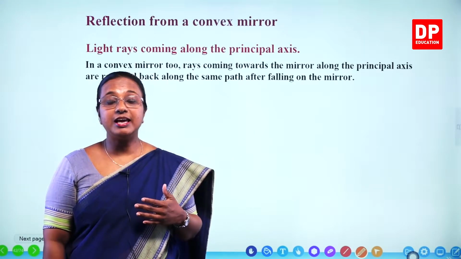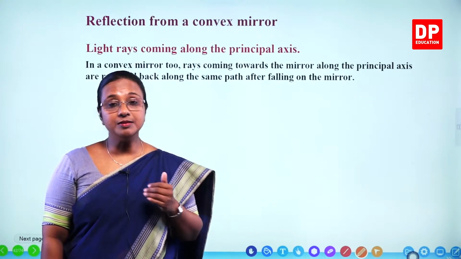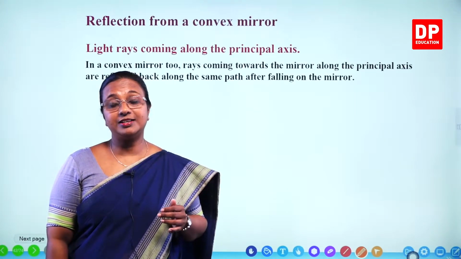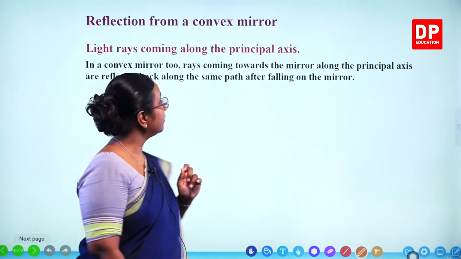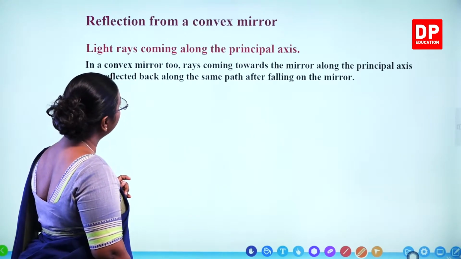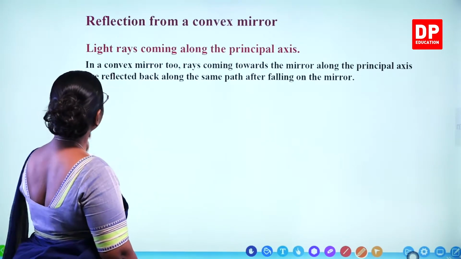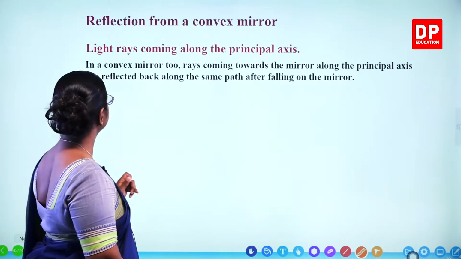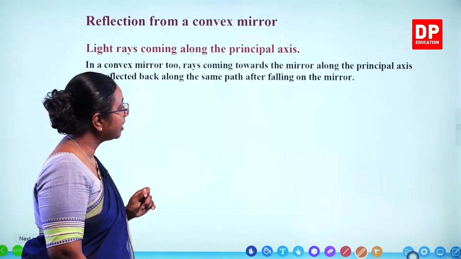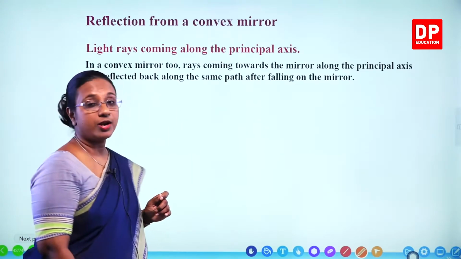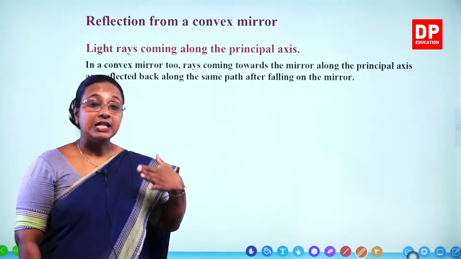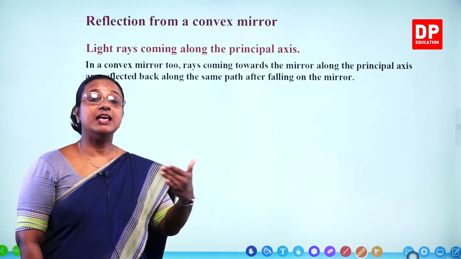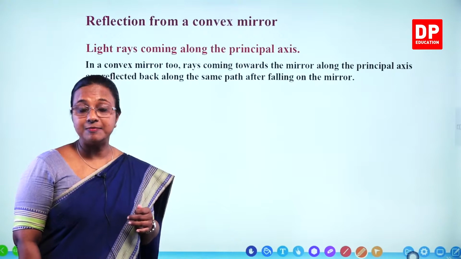Now like in the concave mirror, rays come along different paths. And when they are incident on the convex mirror, they also get reflected in different ways. So the first one, light rays coming along the principal axis. In a convex mirror, two rays coming towards the mirror along the principal axis are reflected back along the same path after falling on the mirror. So here also the principal axis is perpendicular to the mirror. So because of that, they will be reflected back in the same path.